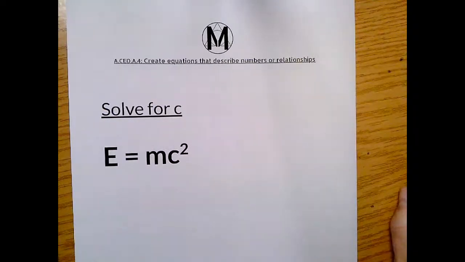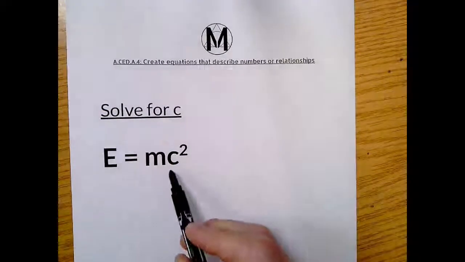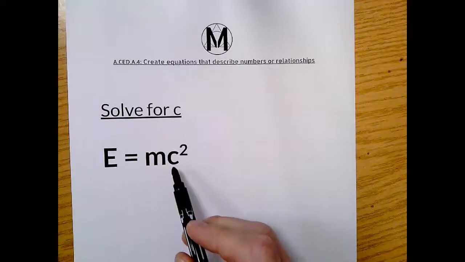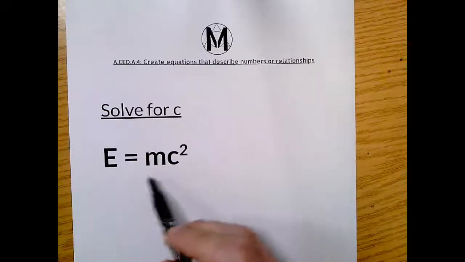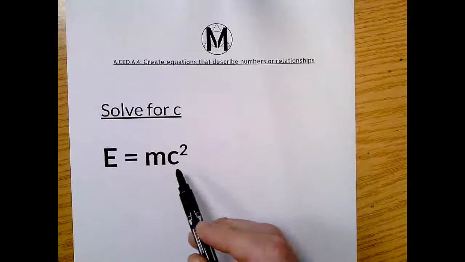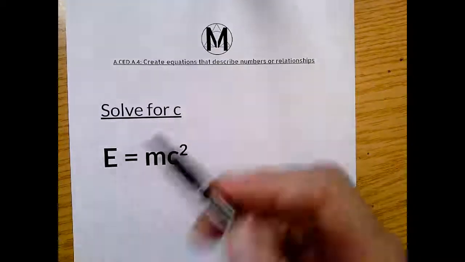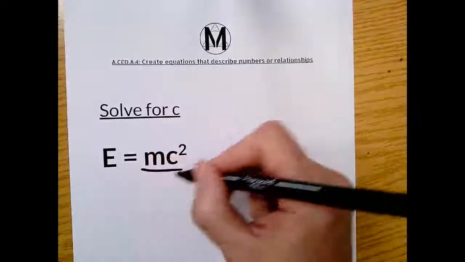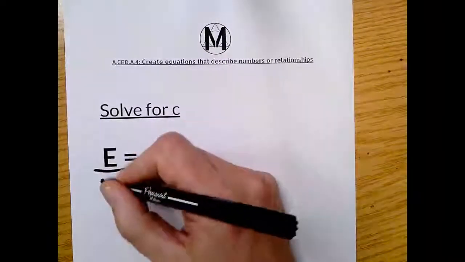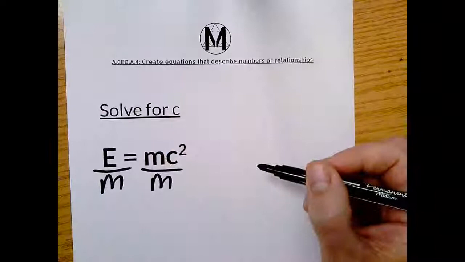So if we look at this, all right, E equals mc squared. I want C all by itself. I want to get this C all by itself, but I can't first because it's being multiplied by this m. And I can't do anything until I get that m to the other side. So we just do that by doing the opposite. So I'm going to divide both sides by m. Easy peasy.